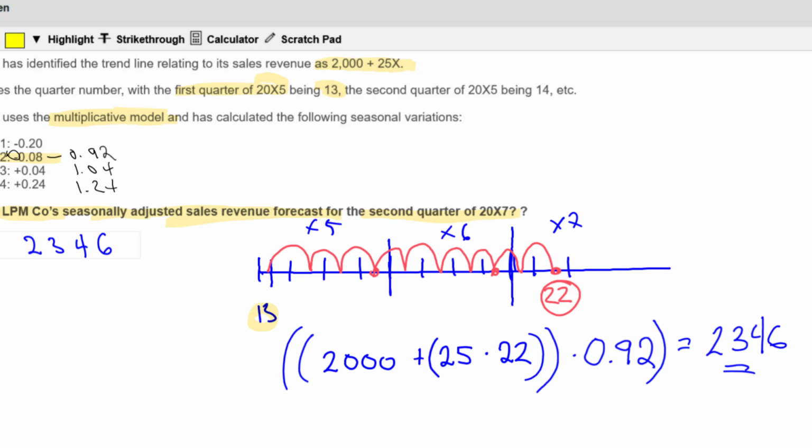And there we go. That is the correct answer. Just coming back to this for a second, how did I get the 0.92? If you have a question, it's going to be 1 minus 0.08 is equal to 0.92. That's how I got that 0.92.